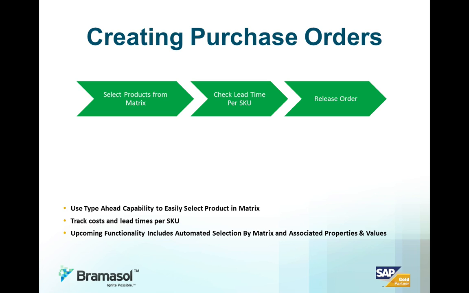And I should mention that our upcoming release will include the automatic selection by matrix or by its associated properties or values, so that if you have to order all of the items in a matrix, for example, then that will be an automated process rather than having to use a type ahead capability.